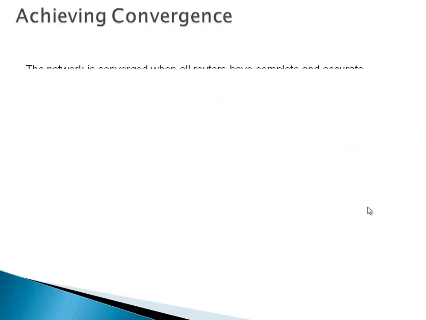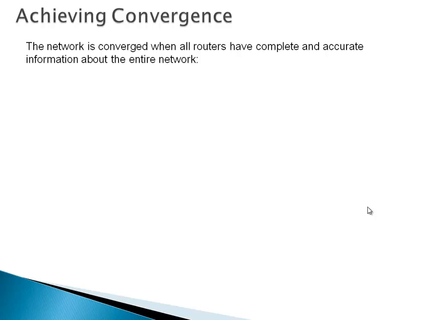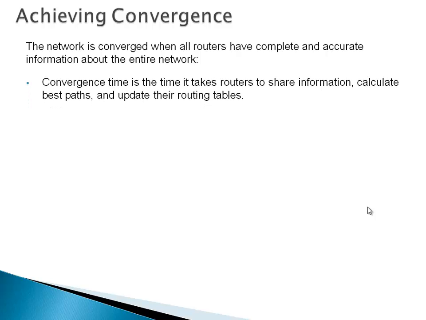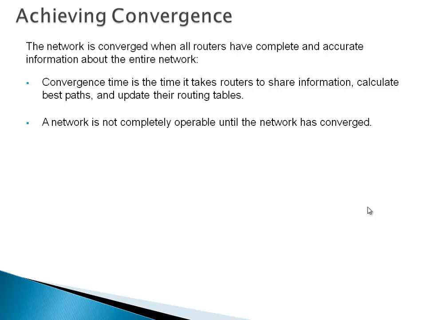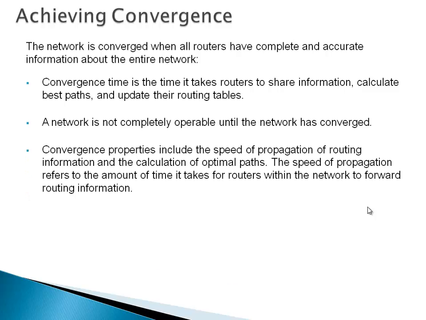So, achieving convergence. The network is converged when all routers have complete and accurate information about the entire network. Convergence time is the time it takes the routers to share information, calculate the best path, and update the routing table. A network is not completely operable until the network has converged. Convergence properties include the speed of propagation of routing information and the calculation of optimal paths.